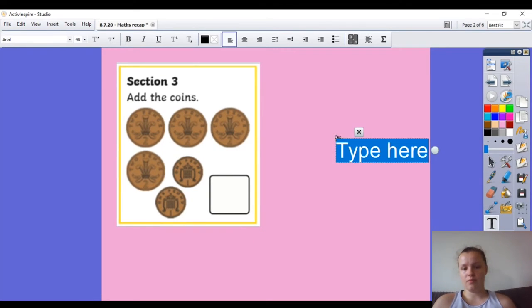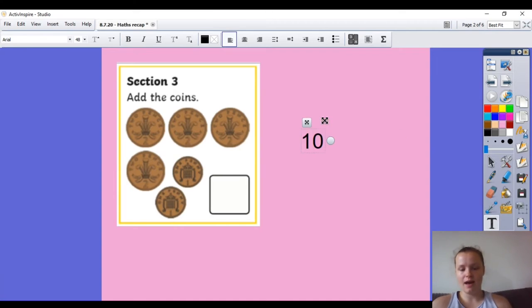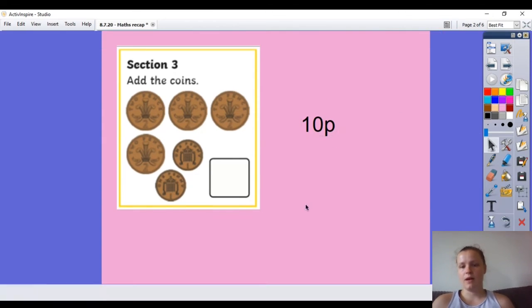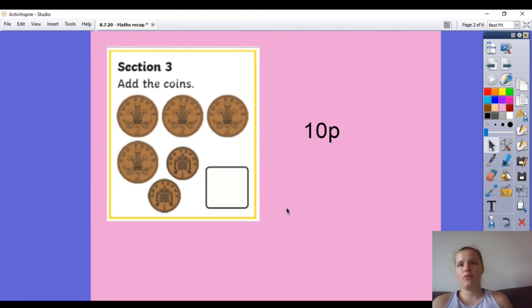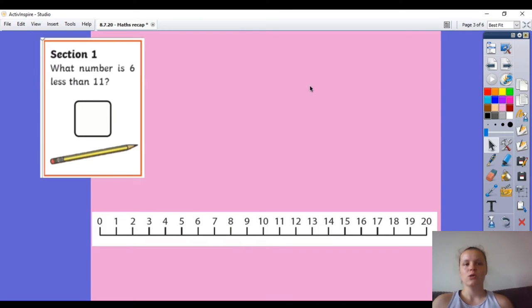Now, I could count them a different way to double check. So 10p, that's how we would write 10p. Okay, but I can count a different way to check that it is 10p. Okay, so let's go back over here. So 1, 2, 3, 4, 5, 6, 7, 8, 9, 10. So we are correct, there is 10p there. Okay, moving on to the next question.